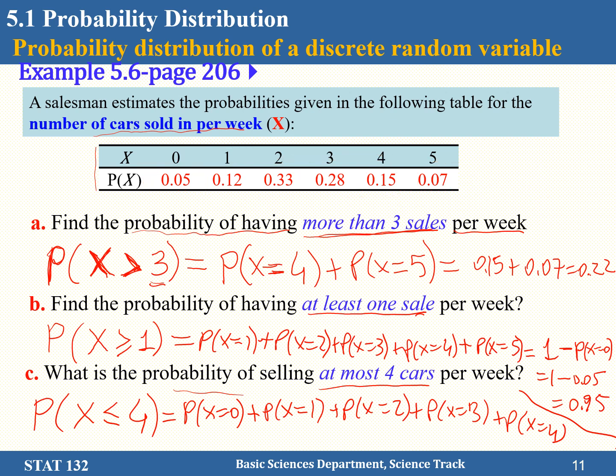So instead of adding all these here, we can use again the complement rule. We know that the sum of all the probabilities is equal to 1. So instead of calculating these 5 probabilities, we can say their sum is 1 and subtract the probability that X equals 5. So it will be equal to 1 minus 0.07, which is 0.93.